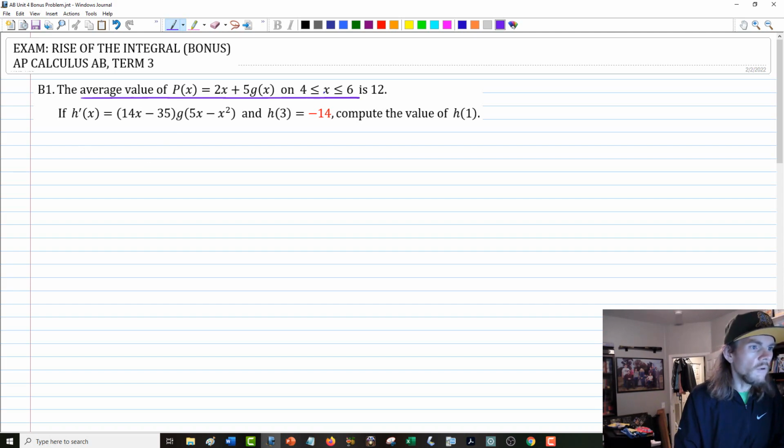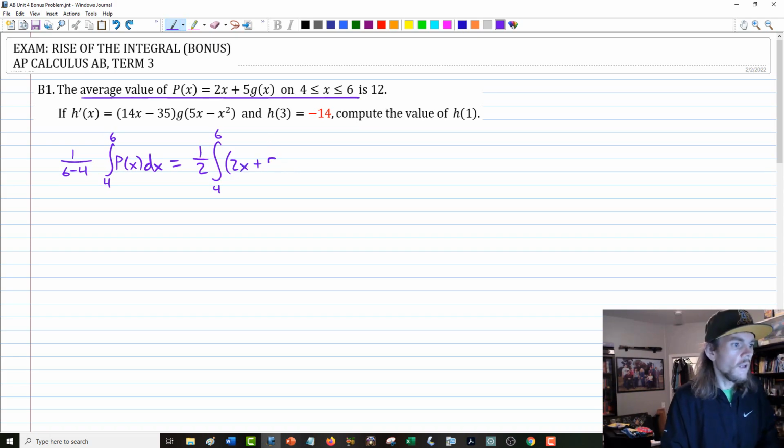So the average value on 4 to 6 is going to be 1 over 6 minus 4 times the integral from 4 to 6 of p of x dx. And then they did give us p of x, so I'm going to take that one step further. This would be 1/2 the integral from 4 to 6 of 2x plus 5g of x dx. So basically that's what they gave us first. And then second, it says that's equal to 12.